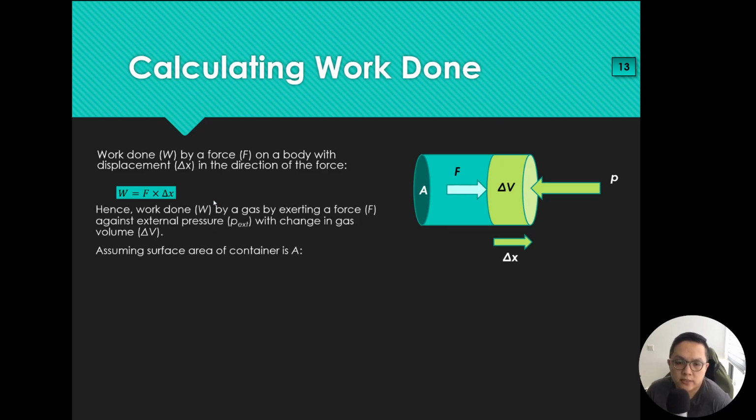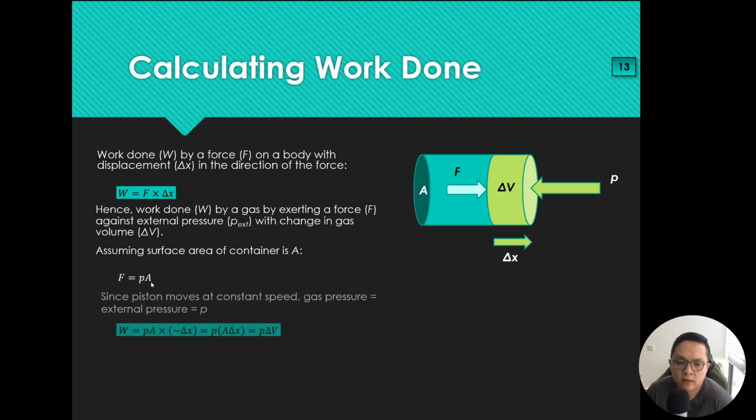Hence work done by gas is by exerting a force F against external pressure. I forgot to label this external pressure here, P_ext, with change in volume. Assuming the surface area of the gas is A, F equals pressure times cross-sectional area A. Since the piston moves at constant speed, this gas pressure P equals the external pressure. So W equals PA times delta x, which is P times delta V, because A times delta x is basically the change in volume.